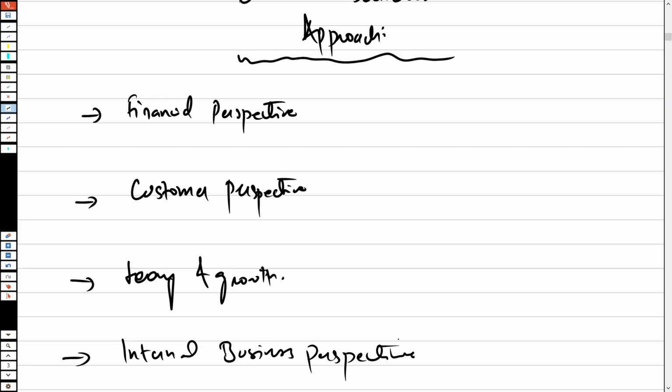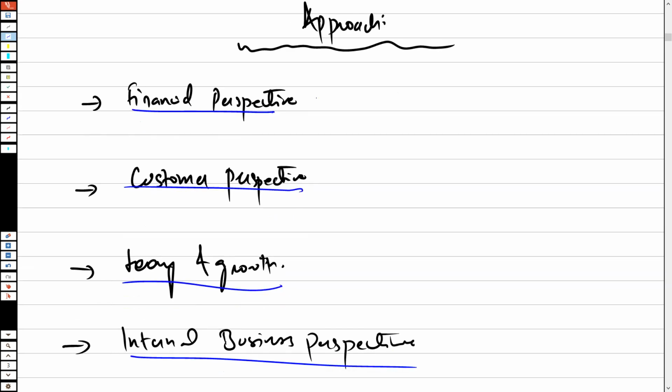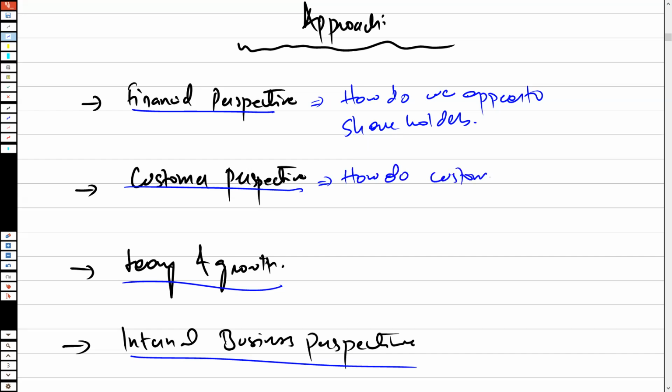Now let's have a bit of a discussion about it. When we talk about all these four perspectives, the financial, the customer, the learning and growth, and the internal business perspective, what exactly are they? The financial perspective is: how do we appear to our shareholders? That is, how, as an organization, you appear to your shareholders. The second aspect, the customer perspective, is: how do customers see us? That is called the customer perspective.